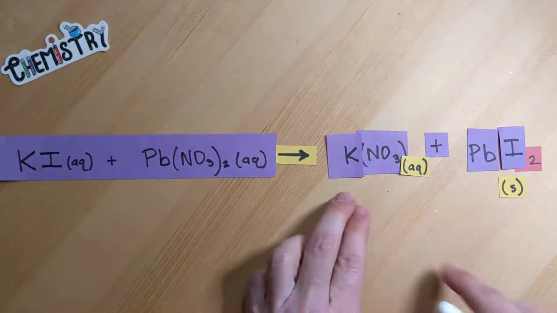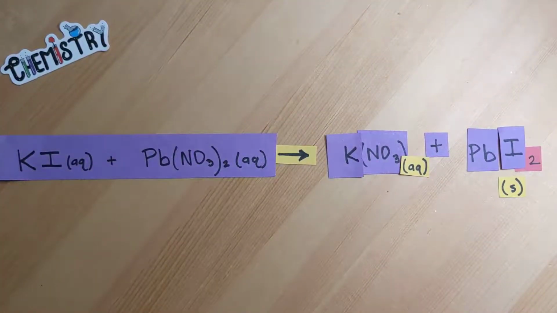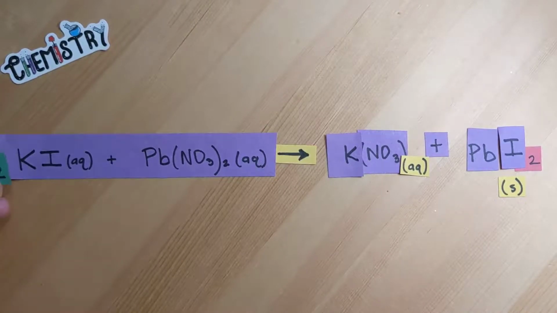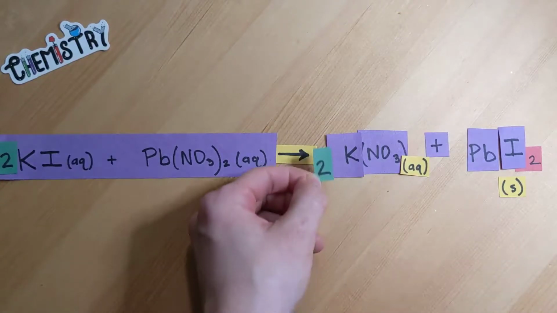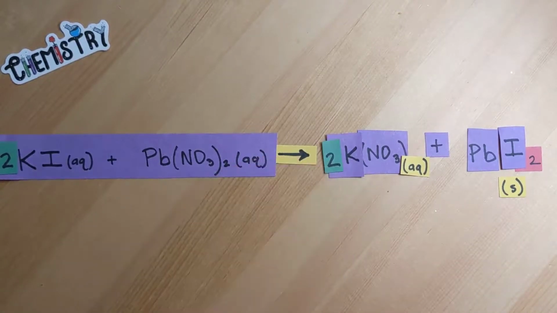Finally, we have one last step. We need to balance this equation. And to do that, we're just going to add a 2 right here and a 2 right here. So our final answer would look like this.